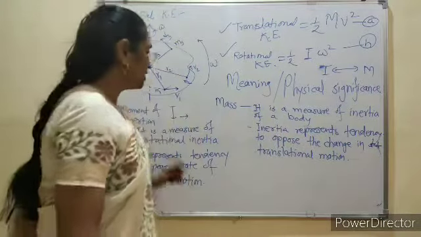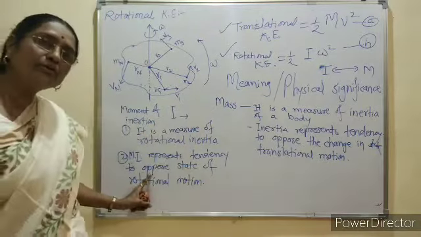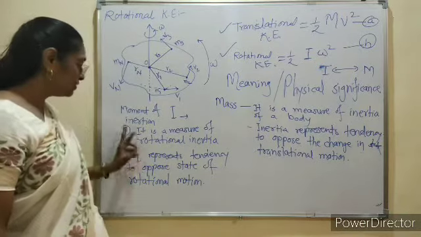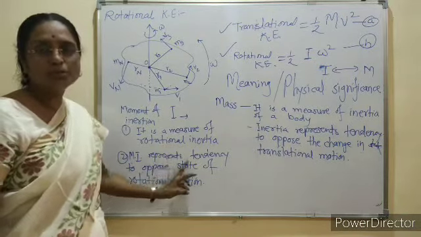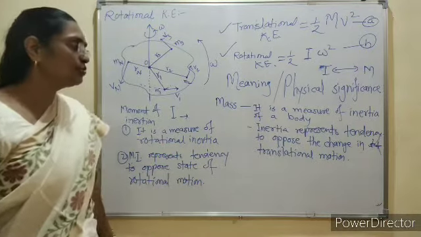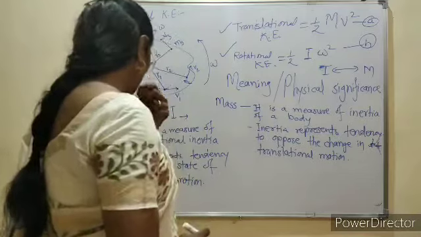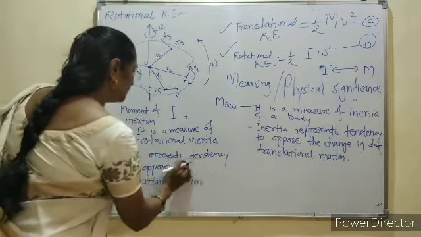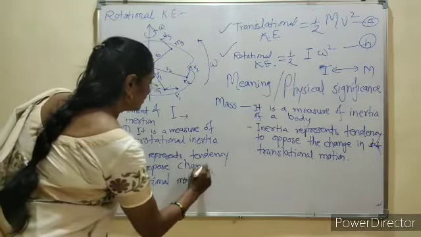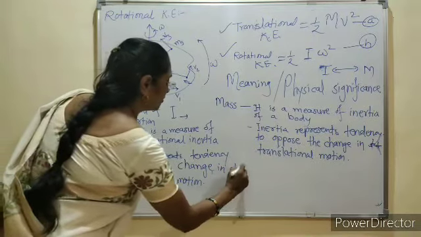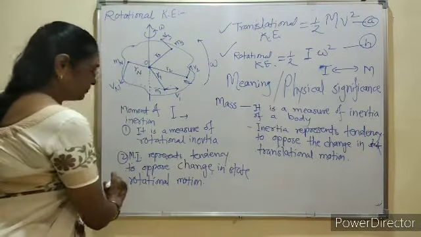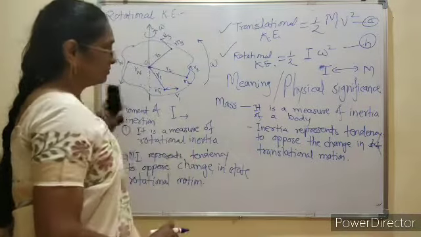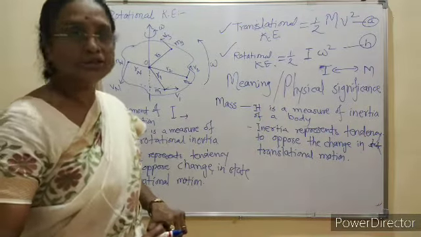So there is one short question: define moment of inertia and give its physical significance. Simply, in one sentence also we can give the physical significance: it represents the tendency to oppose the change in state of rotational motion. So this can be understood in this way. This is the physical significance of moment of inertia.